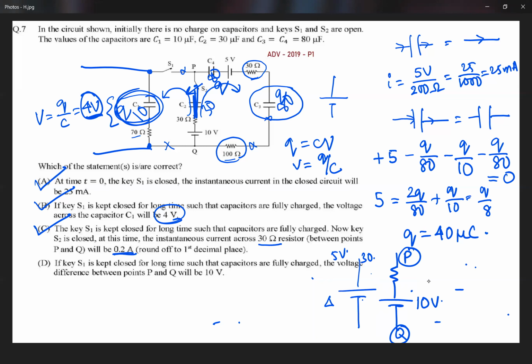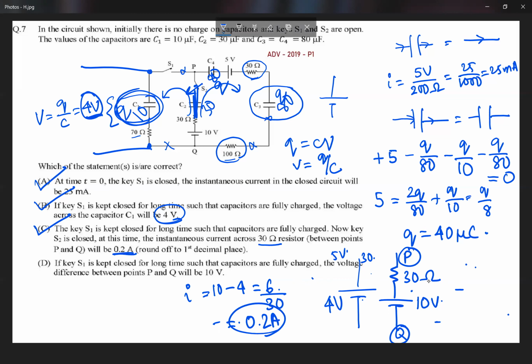So the net potential is 10 minus 4, which is equal to 6. The net resistance is equal to 30 ohms. So that is equal to 30. And you could say that the current is 6 by 30 directly, which is equal to 0.2 amperes. This is a much faster way of solving this question.